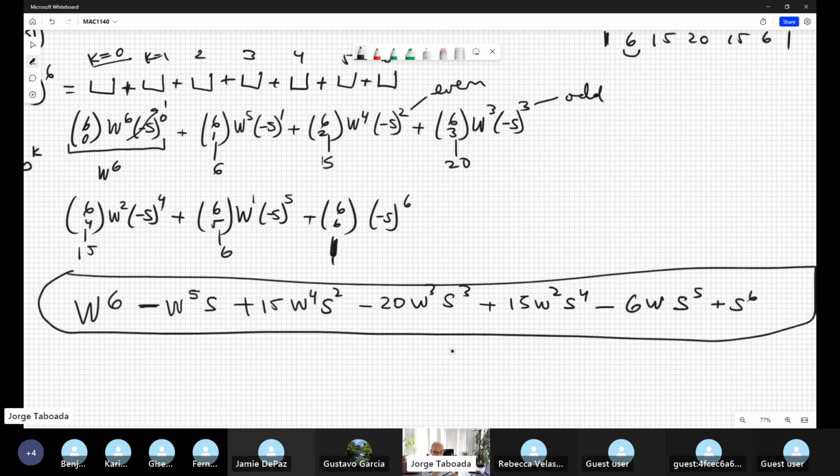And this is the final answer. Let me double check it with my piece of paper. I forgot something here. I forgot 6 here. 15 positive, 20 negative, 15 positive. This is 6, this is 6, this is 6. Yes, minus, because this minus is to the first one.